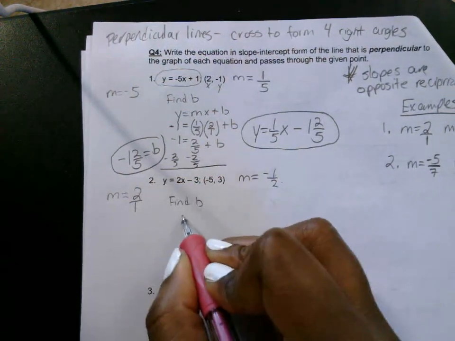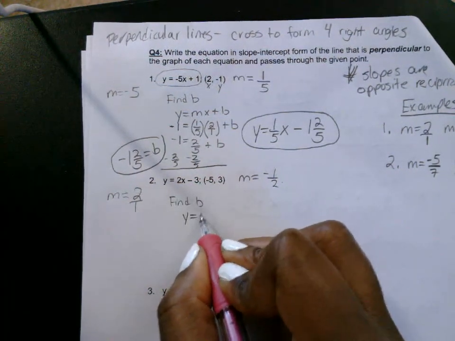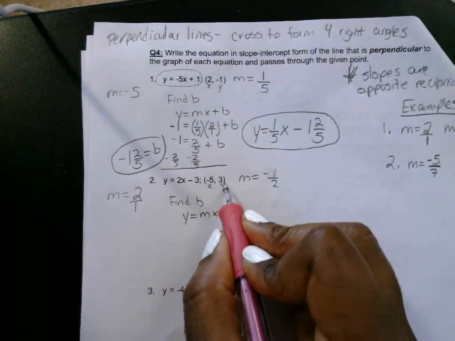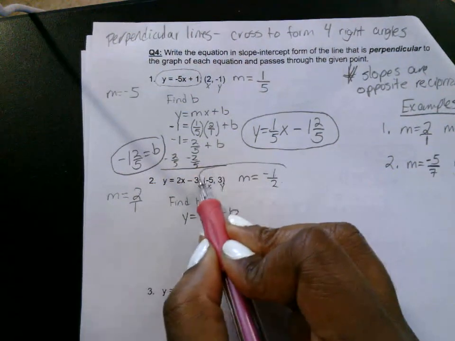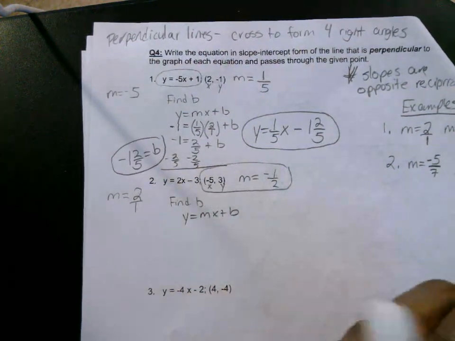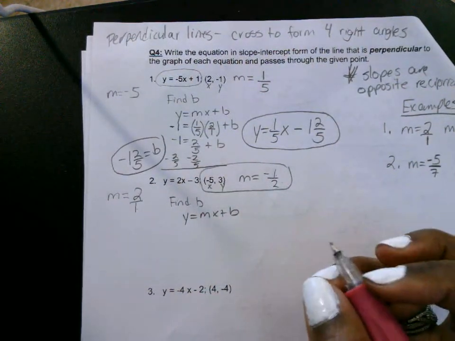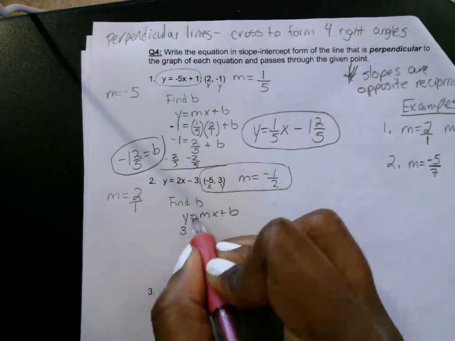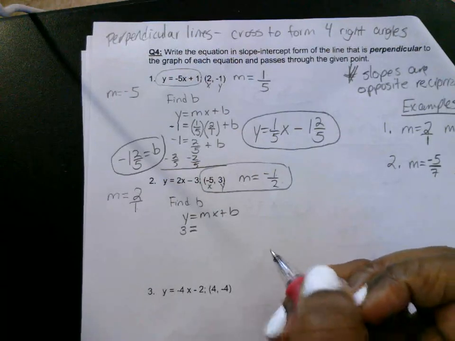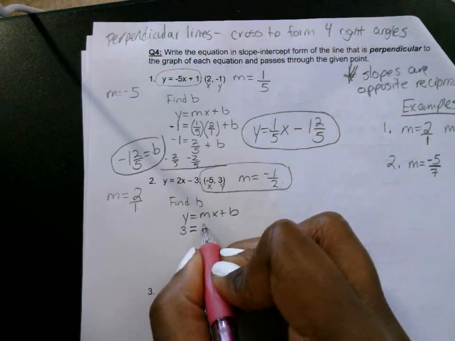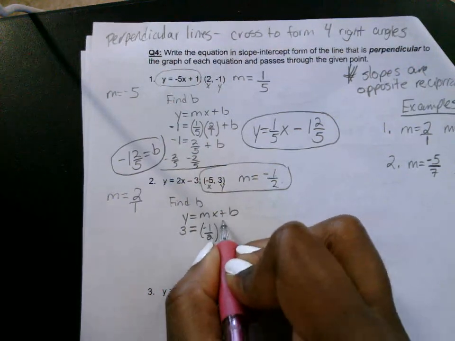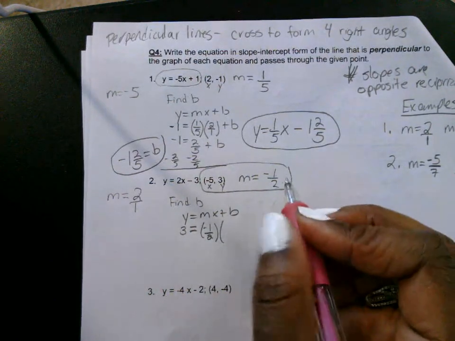In order to find B, you use the slope-intercept form, y equals mx plus b. This is your x, this is your y. Use the information as given to find B. What number do we substitute for y? 3. Very good. Bring down the equal. What do we substitute for m? -1/2. What do we substitute for x?